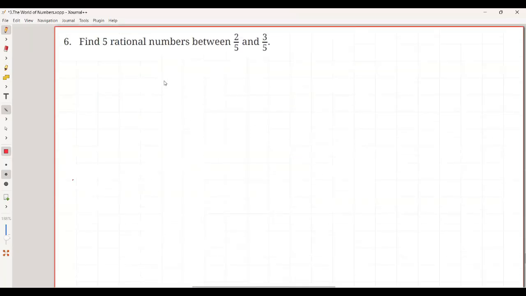Question number 6. Find 5 rational numbers between 2 by 5 and 3 by 5.